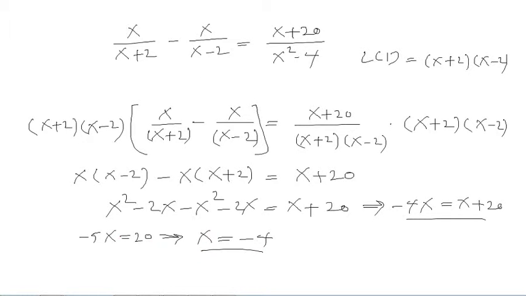Now step 4 says you need to check whether the solution causes a zero denominator, and if so, reject it. If I plug minus 4 into the denominators of the original problem, here I get minus 2, here I get minus 6, and here I get 12. So this solution does not cause a zero denominator, and it is a genuine solution, so I accept it. Other problem.